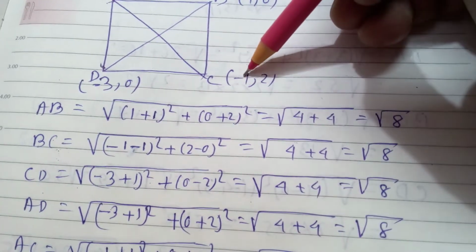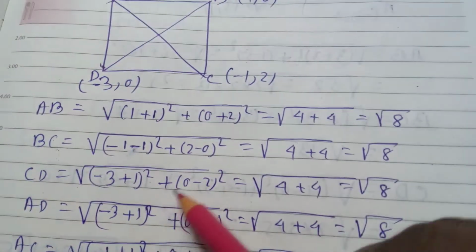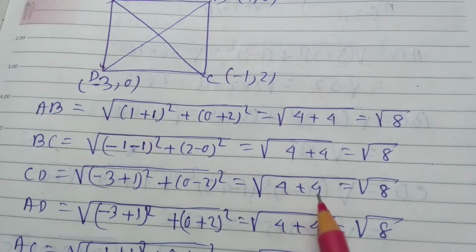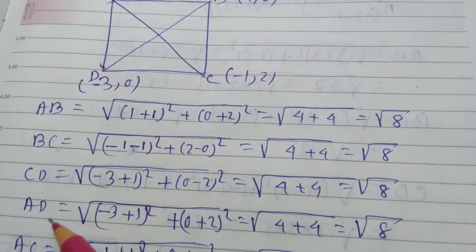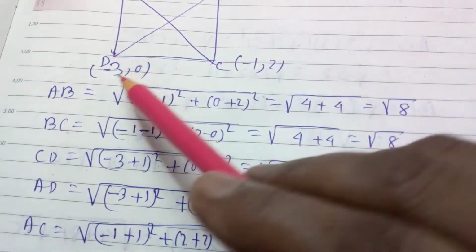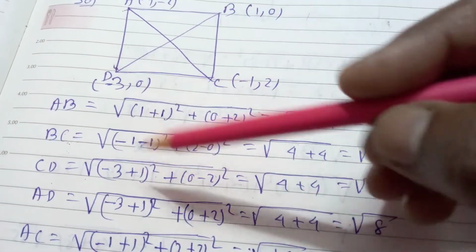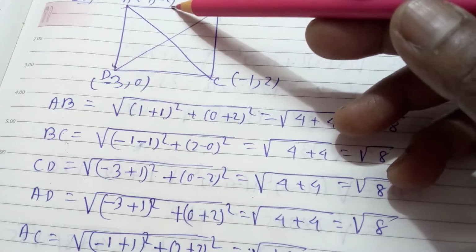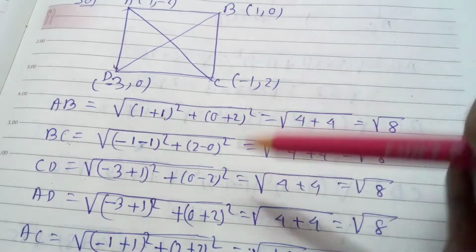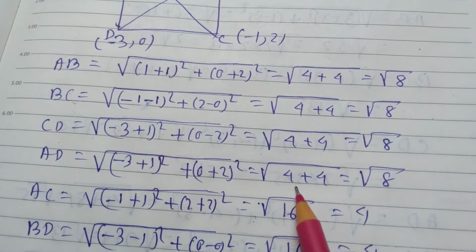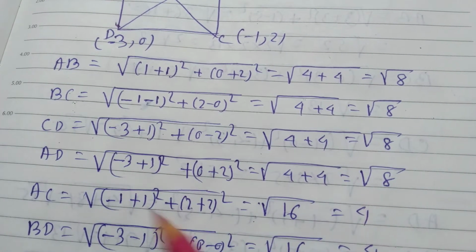Minus 3 minus plus 1 square plus 0 minus 2 whole square, that is also 4 plus 4, root 8. And AD: minus 3 minus minus plus 1 square plus 0 minus minus plus 2 square. So minus 3 plus 1 minus 2 square, that is 4 plus 4. It is also root 8.